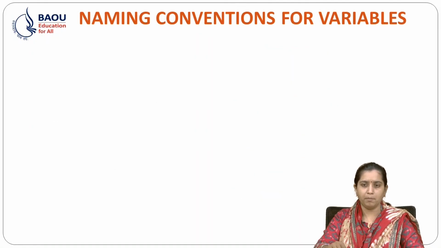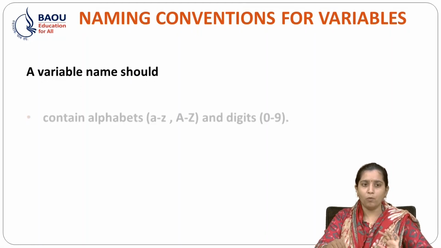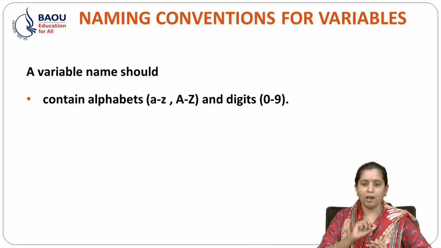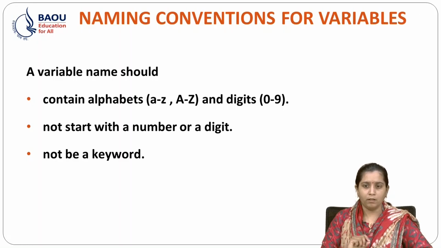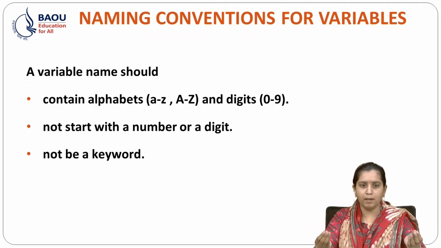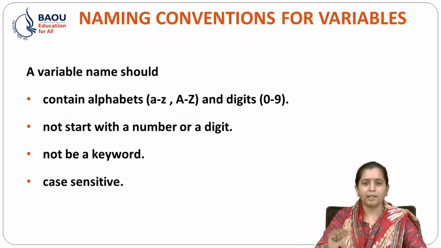Naming convention for variables. So this is the most important topic of this lecture. First is, a variable name should always contain alphabets from A to Z in lowercase or uppercase and digits from 0 to 9. It should not start with a number or a digit. It should not be a keyword, because if a keyword is there, then the compiler might get confused about which one is the keyword and which one is the variable name, right? Second is case sensitive.